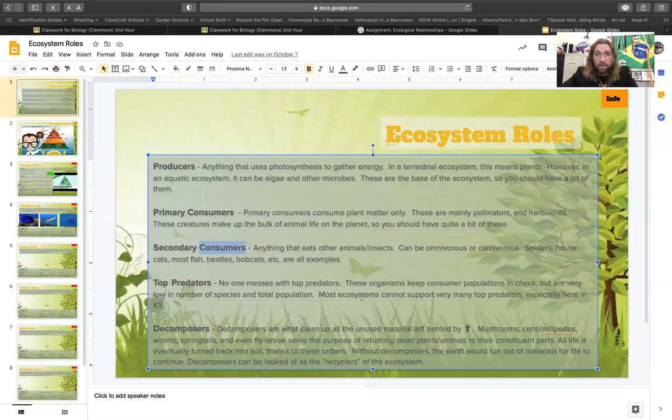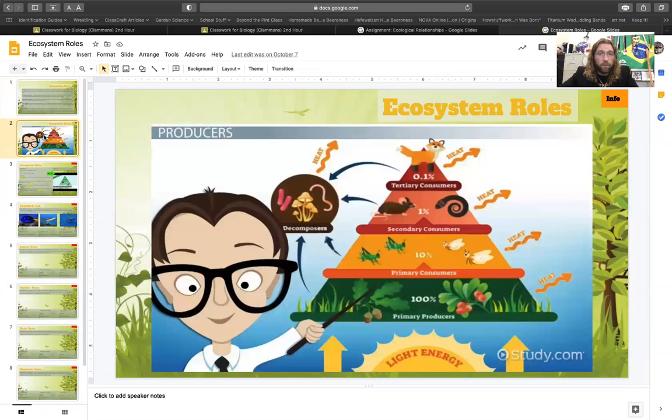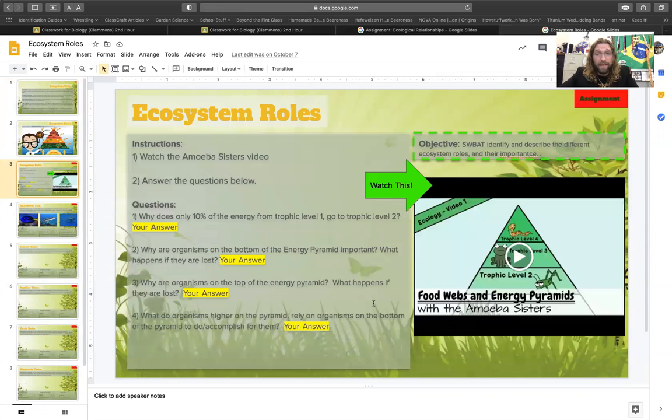So I give you the definition straight up. I give you an example of where these things fit on the ecosystem energy pyramid here. And I even give you a video that talks about that energy pyramid. So the first step for this assignment, which comes in at slide 3, is to watch this Amoeba Sisters video.